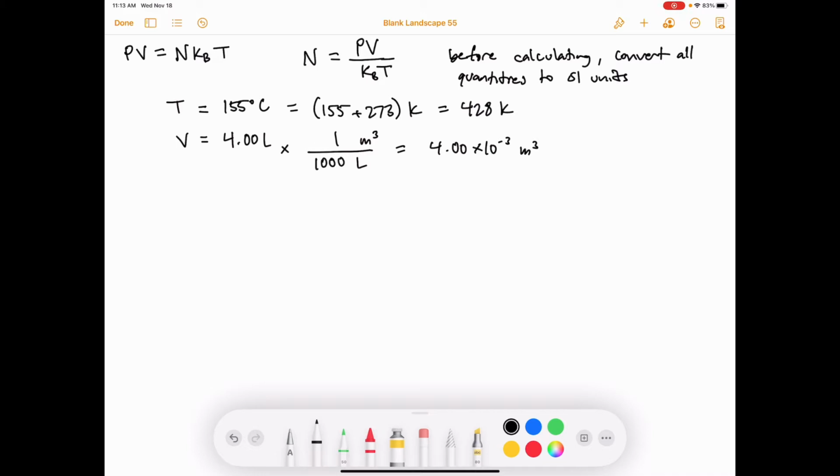Let's also take a look at the pressure. So the pressure is given in atmospheres, but we know that for every 1 atmosphere, we have 1.013 times 10 to the 5 pascals. So this works out to 3.039 times 10 to the 5 pascals.